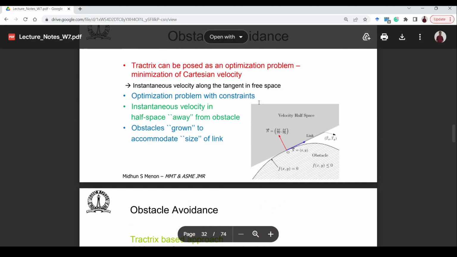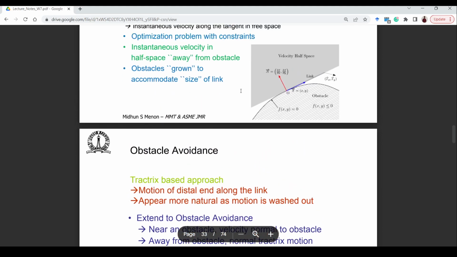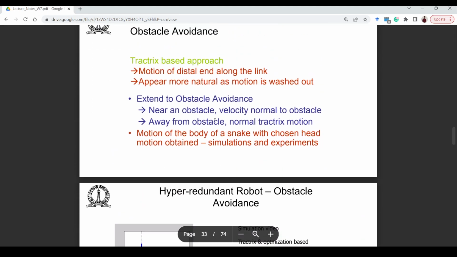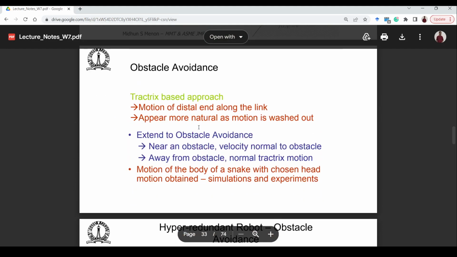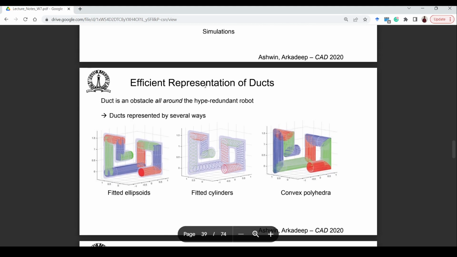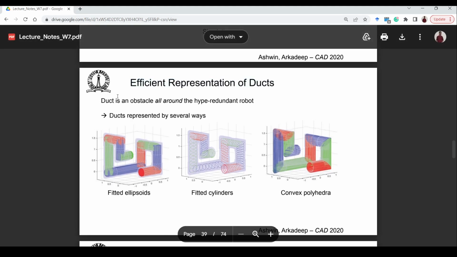So then there was obstacle avoidance using the same task-based approach. And Sir had already discussed this before also. And then there was a discussion on efficient representation.